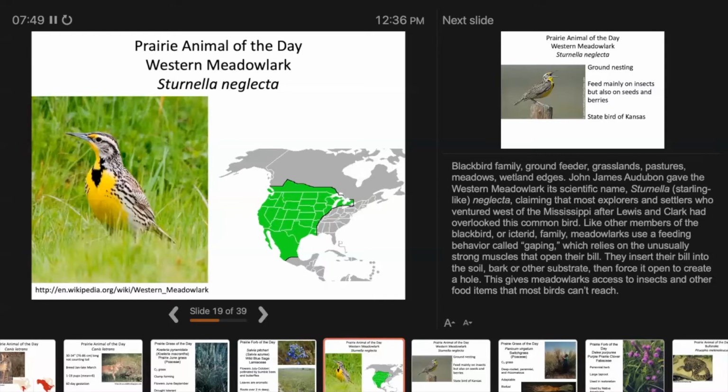Like other members of the blackbird family, meadowlarks use a feeding behavior called gaping, which relies on strong muscles that open the bill. So they'll insert their bills into tree bark where there might be some insects, or into the ground where they might find some grubs, and they'll open their mouth. And by opening their jaws, they create that space where they can access the food item. So they have unusual musculature in their face for opening their bills. And so the behavior is called gaping. You can see that with the rather large, rather straight bill. There's a lot of force there to get into some bark or something like that, into the soil. And that allows them to access insects and things that other organisms can't access.